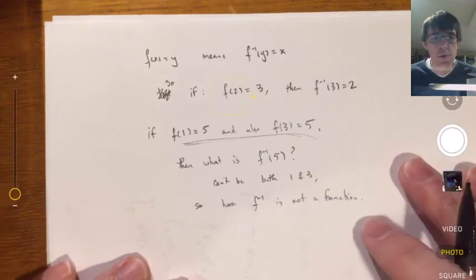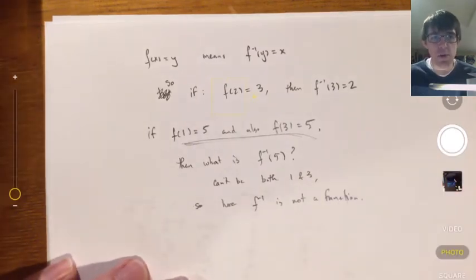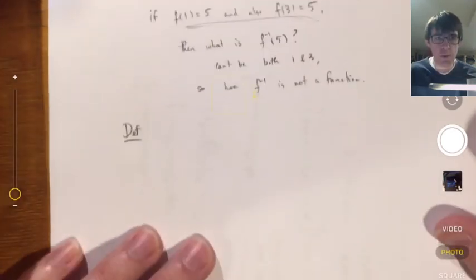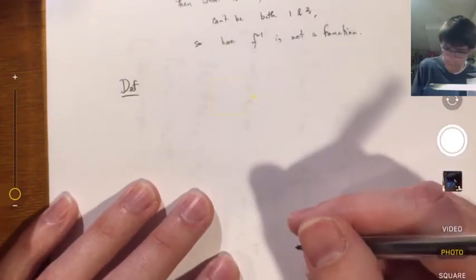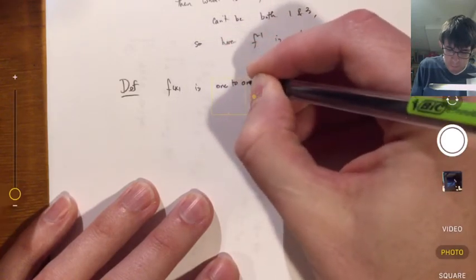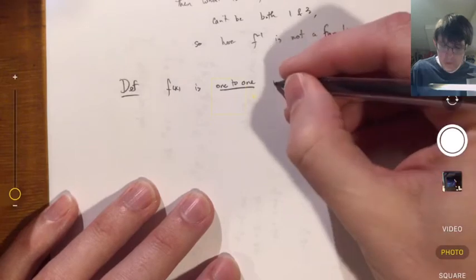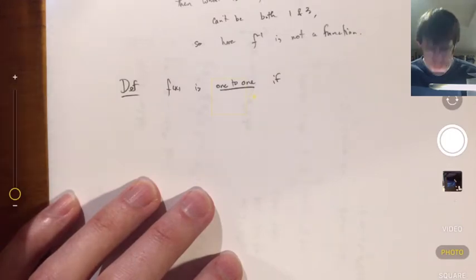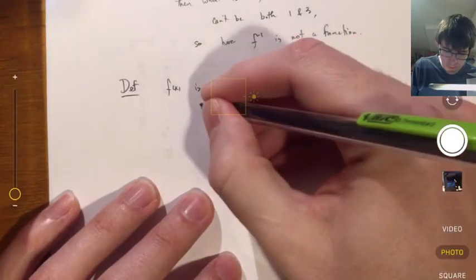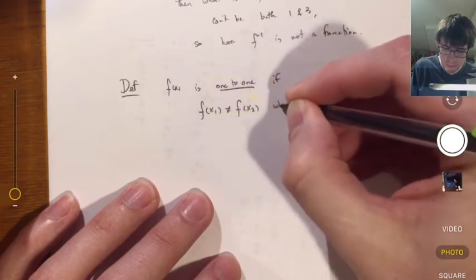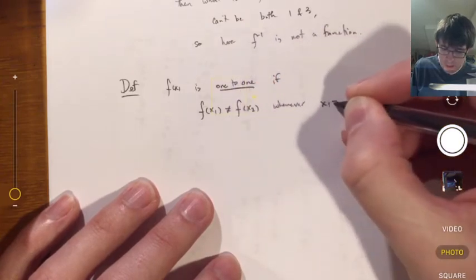And the word for a function which never repeats values is one-to-one. So I'll write this as a definition. I think I said this last time, but I'm going to write it a little more formally this time. I'm going to say f of x, a function, is one-to-one if, informally, no y values are ever repeated. The y values are always different for different x values. So here is what I'm going to write: f of x1 is not equal to f of x2 whenever x1 is not equal to x2.